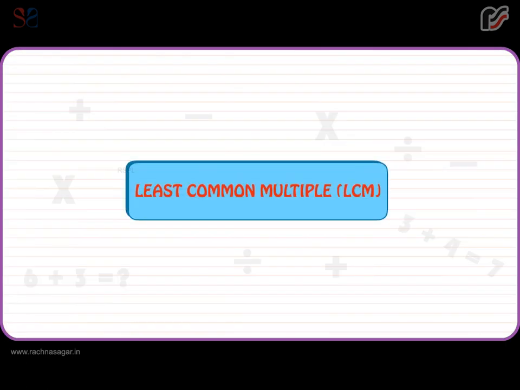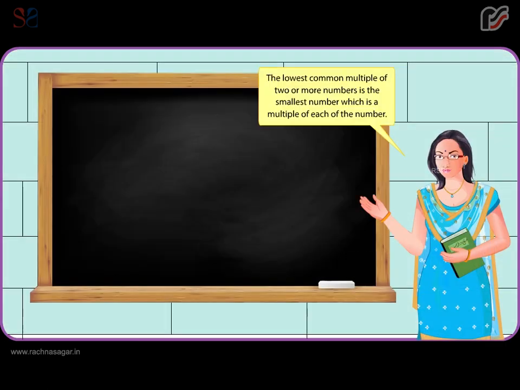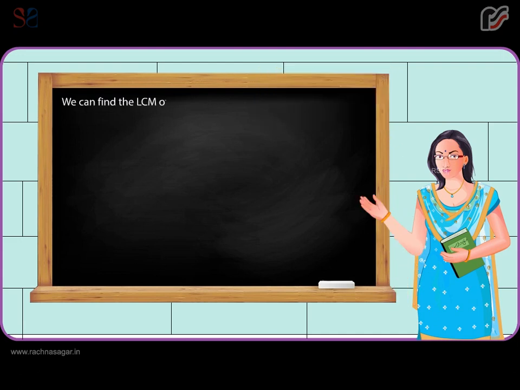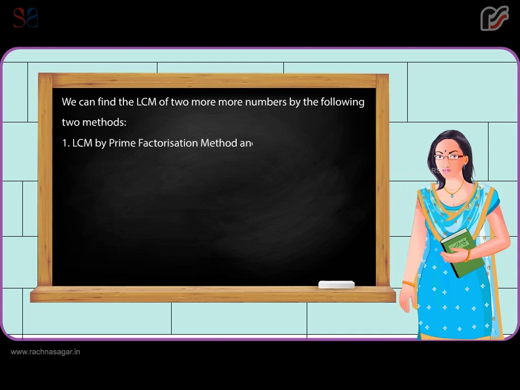Least common multiple, LCM. The lowest common multiple of two or more numbers is the smallest number which is a multiple of each of the numbers. We can find the LCM of two or more numbers by the following two methods: LCM by prime factorization method and LCM by division method.